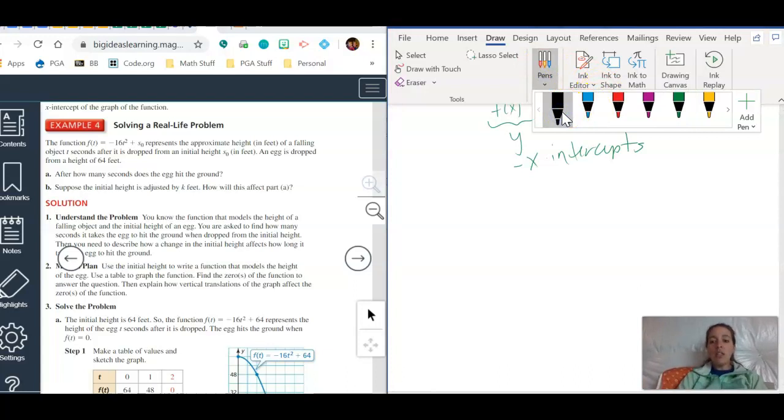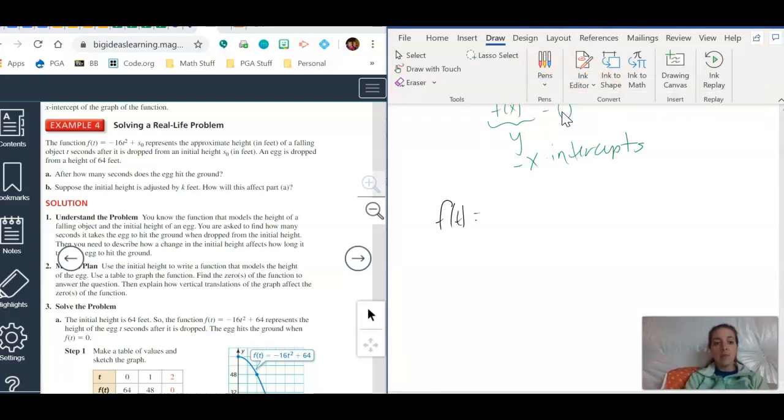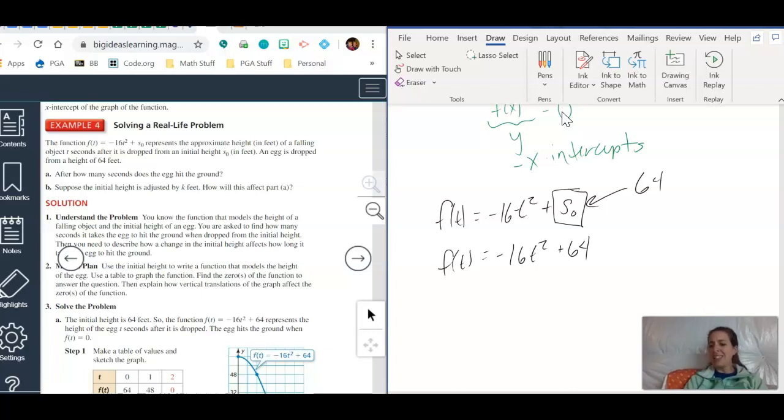Okay, so what we're going to do is start with our function. So I've got my f of t equals negative 16t squared plus my s sub 0. Well, I'm told here that this is the initial height, so how tall the building was. Well, this I was told was 64. So now I have f of t equals negative 16t squared plus 64. Well, that's not what I was asked to do, right? So first I have to come up with my equation.